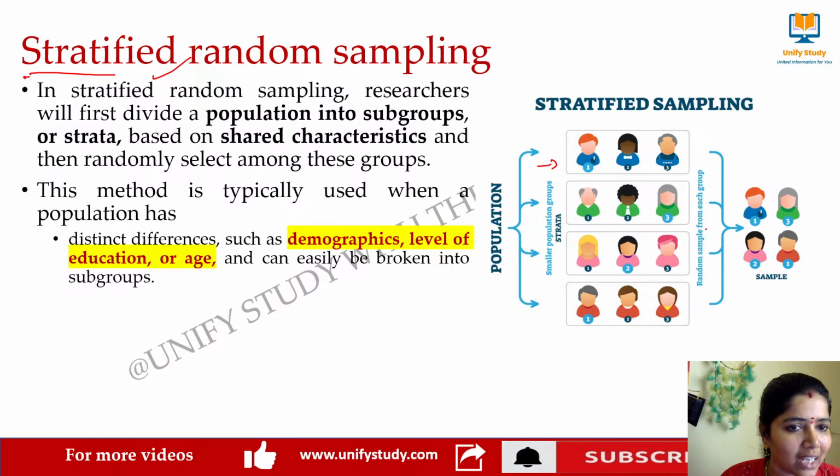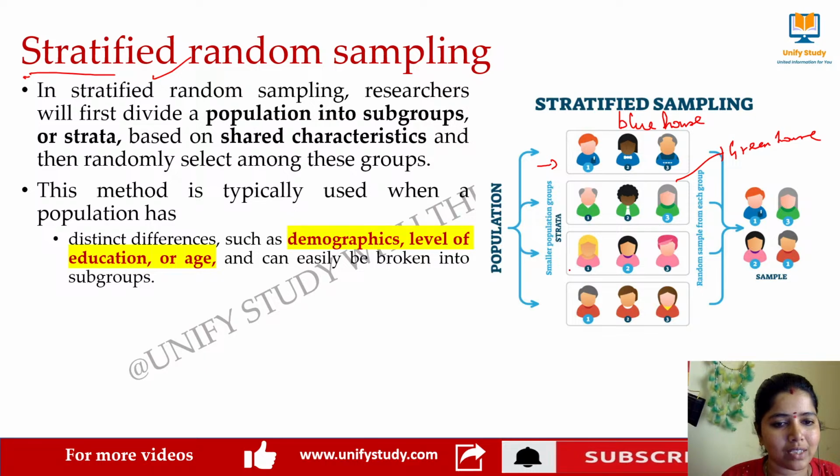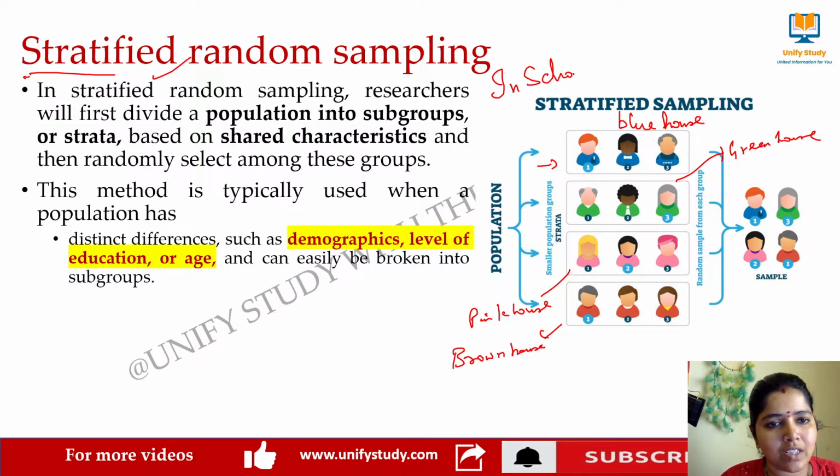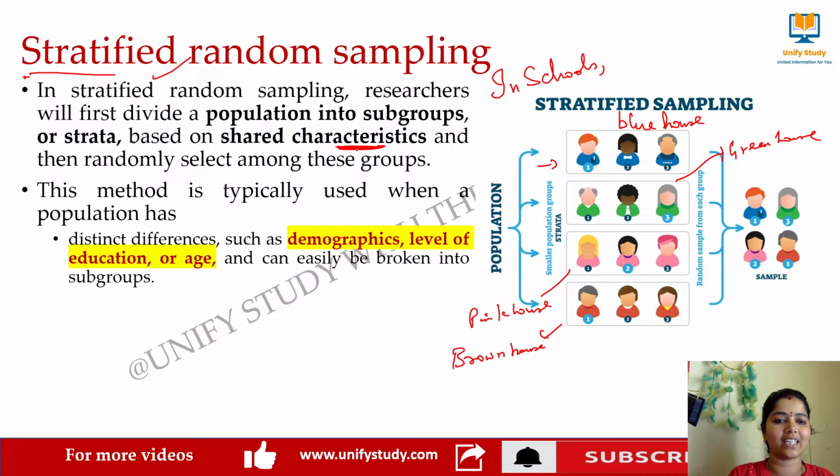From these strata they select one from each group. Inside a stratum, everyone belongs to the blue house; here it is the green house, here the pink house, here the brown house. In schools we have clubs and houses, right? That is the concept. The researcher first divides the population into subgroups by means of shared characteristics. This is the important word. Based on shared characteristics they divide, and from each stratum they select one person, and that we call stratified sampling.